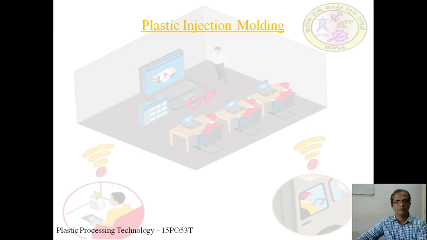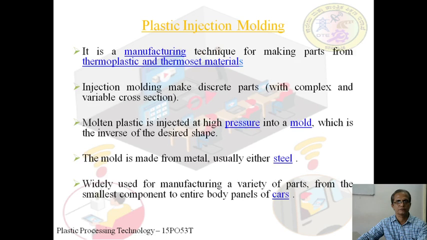Now the first unit comprises the plastic injection molding. Injection molding is one of the processing techniques of plastic raw materials. We can manufacture different types of parts or products by these techniques. So what are the raw materials we can make use of? Of course, we can make use of thermoplastics and thermoset materials.